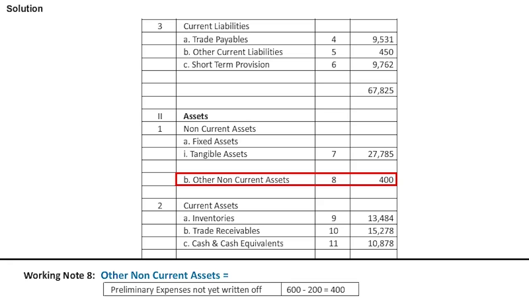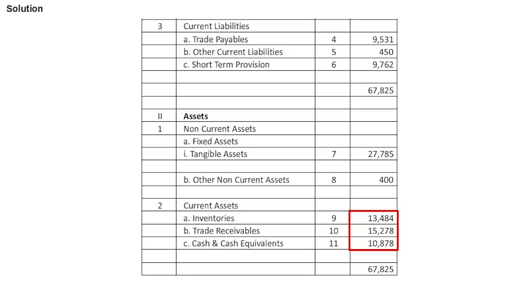Then other non-current assets, note number 8, which is basically nothing but your preliminary expenses not yet written off. Why these are non-current assets? Because this amount will be written off over a period of time, not in the short period. So that is why 400 will be part of your other non-current assets. And these are the amounts we have already highlighted. So we have already covered that. Overall total assets 67,825 and liabilities also 67,825.